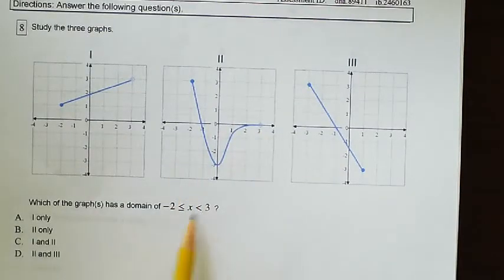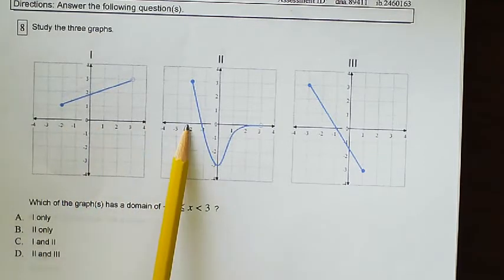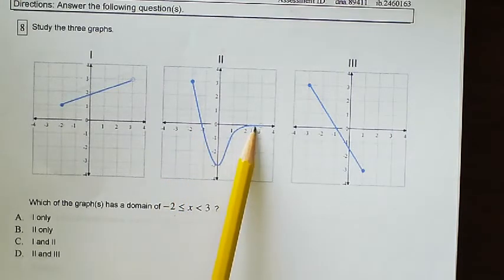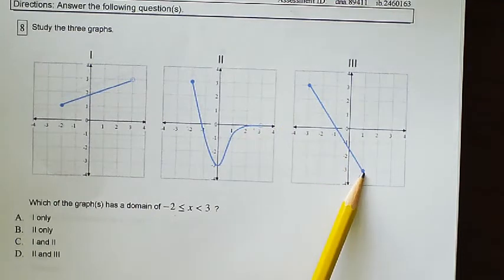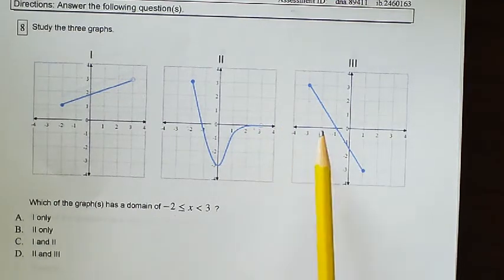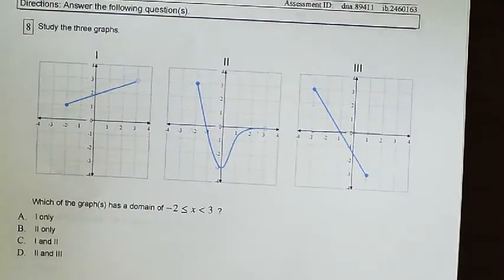Most people got 8 and 9 right. Domain -2 to 3, including -2. Well, this one includes -2. This one includes -2 and it goes to 3. It's kind of hard to see here, but it does. And then this one does not go from -2 to 3. This goes, for a domain, from -3 to +2.